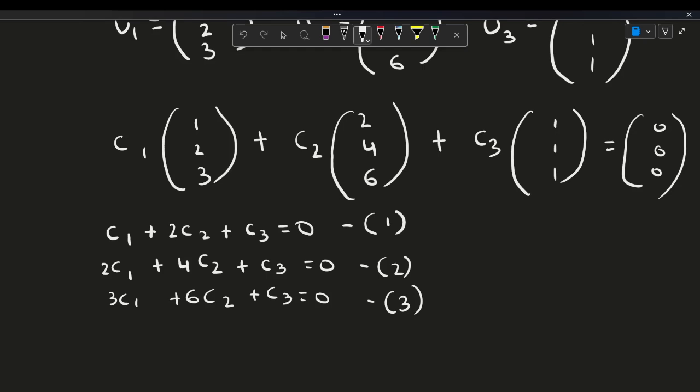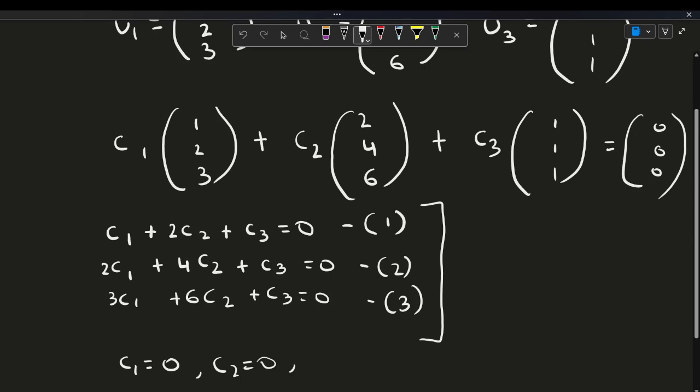Even though we have these three system of equations, we know that if we have C1 is equal to 0, C2 is equal to 0, and C3 is equal to 0, the system of equations will hold true and they all will be equal. However, that is not the only solution. There can be other solutions to this. For example, C1 could be -2, C2 could be 1, and C3 could be 0.